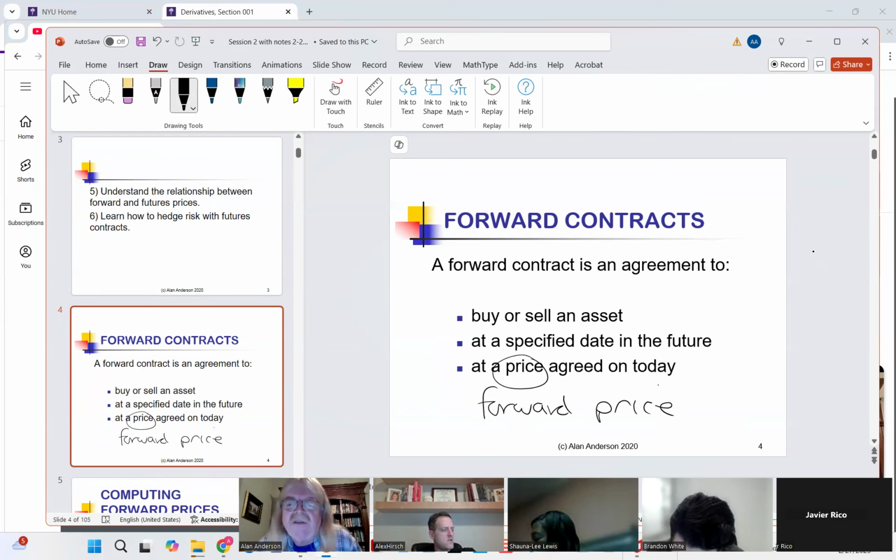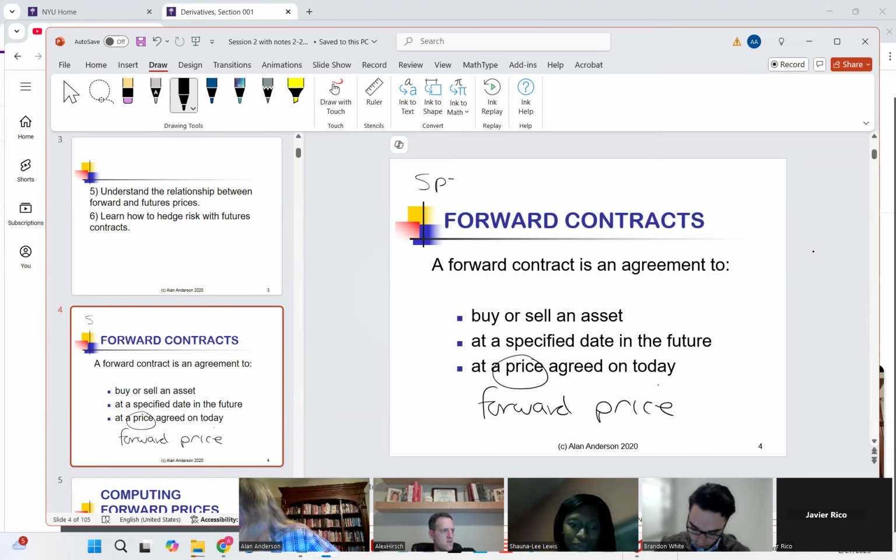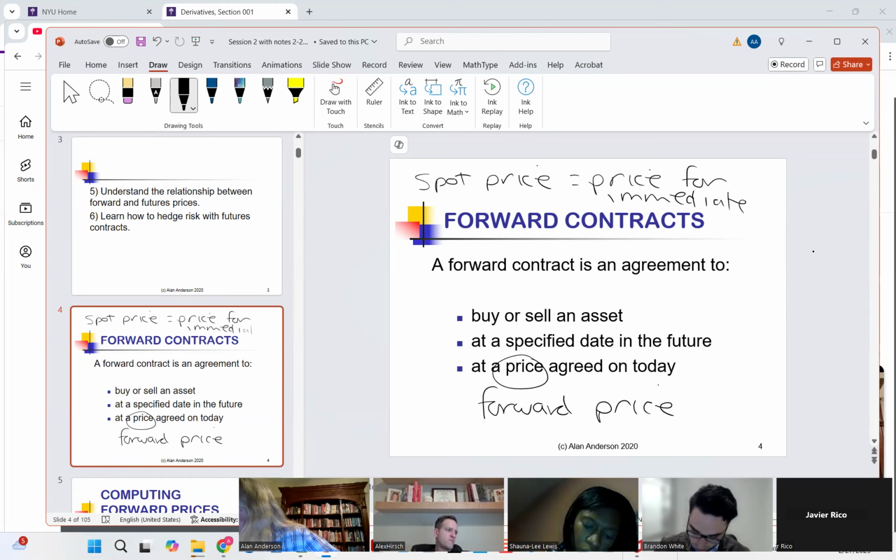And that's where the math starts to get a little bit more complicated because the forward price doesn't just fall out of the sky. There's a very rigid mathematical relationship between what we call the forward price of an asset and the spot price. So the spot price, if you remember from last time, is the cost or price for buying an asset for immediate delivery. The forward price simply means the price for future delivery.